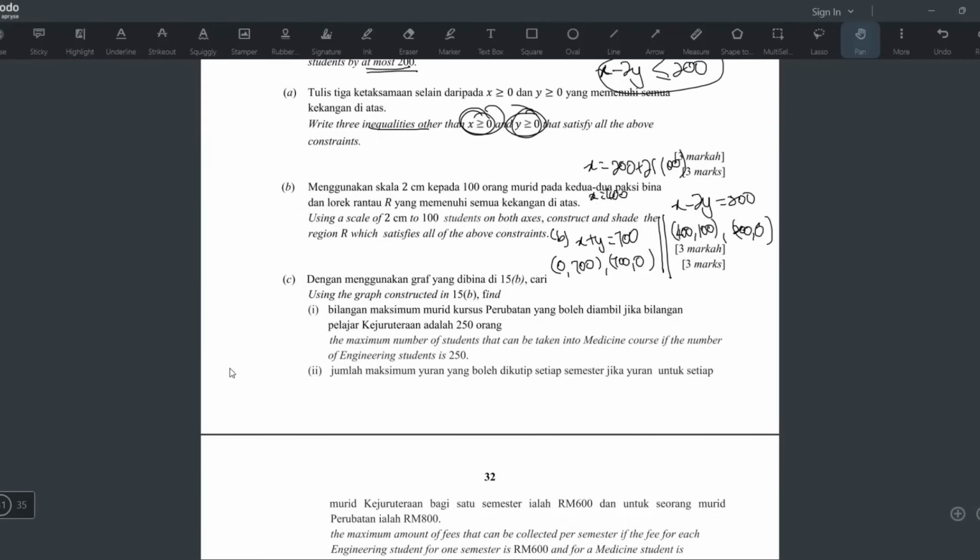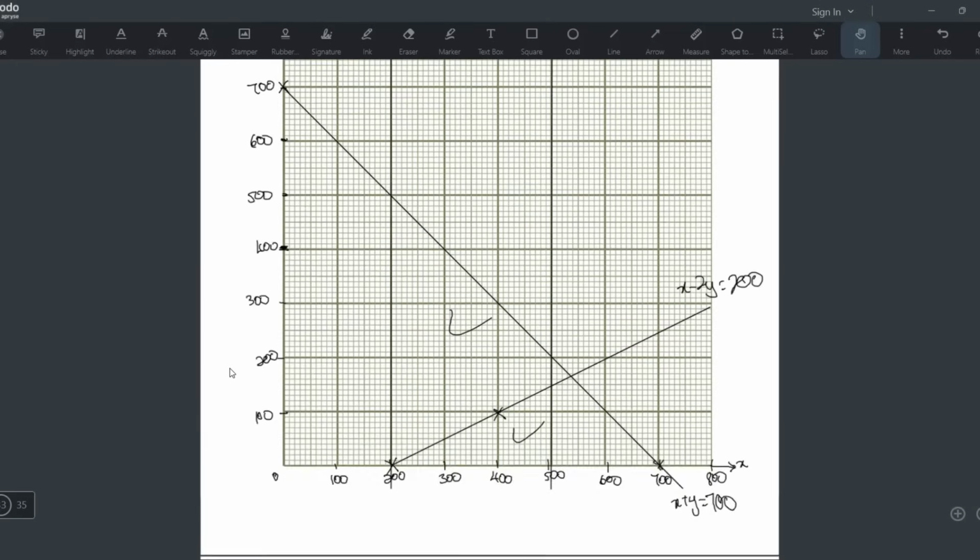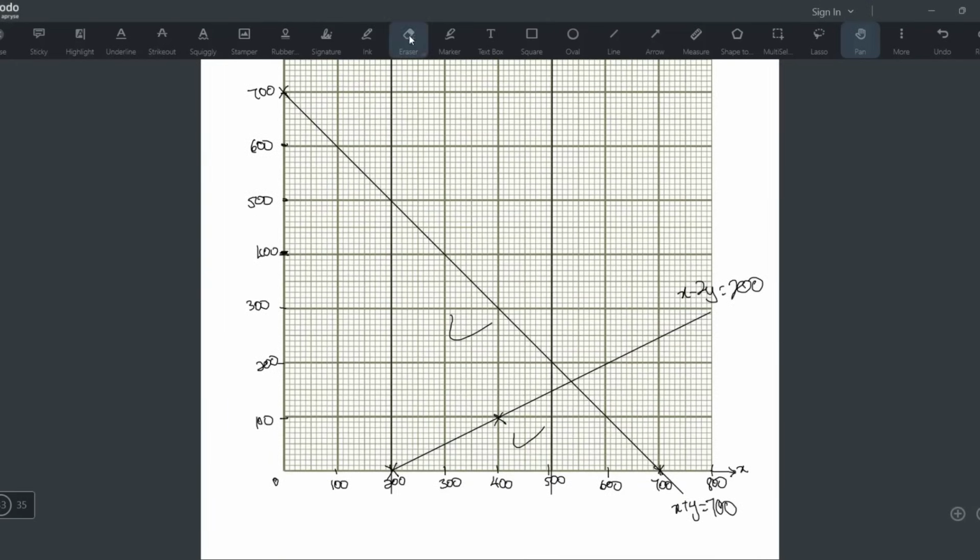Alright, so the point here is you have to lorek atas garisan lah. Lorek above the line. But which line? This line. X minus 2y equals 200. So you know it's not here. So this remaining triangle, that's the shaded region. So now you just take your ruler and then you start to shade.